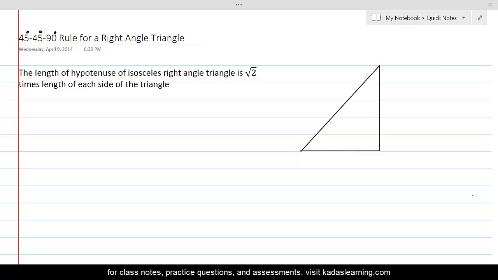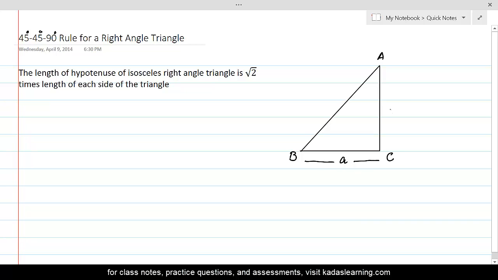The 45-degree, 45-degree, 90-degree rule for a right angle triangle suggests the length of the hypotenuse of an isosceles right angle triangle is under root 2 times the length of each side of the triangle. Here the given triangle is ABC. Let's name the vertices A, B and C. It's always good to keep the naming conventions intact and name the opposite side of vertex A as small a.